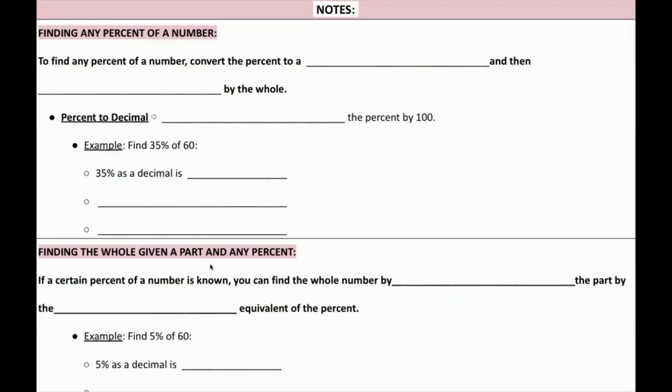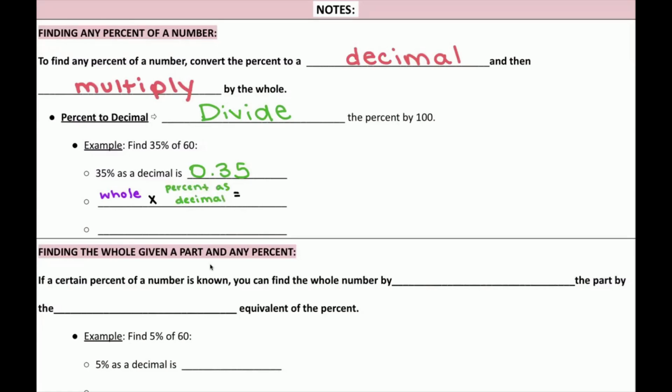To find any percent of a number, we're first going to convert the percent to a decimal and then multiply by the whole. So to convert a percent to a decimal, we divide the percent by 100. If we have the example, find 35% of 60, 35% as a decimal is 0.35. Then we'll take our whole and multiply it times our percent as a decimal, and that will give us our part. Make sure you're writing with me. Remember, you can always pause the video if you need more time.